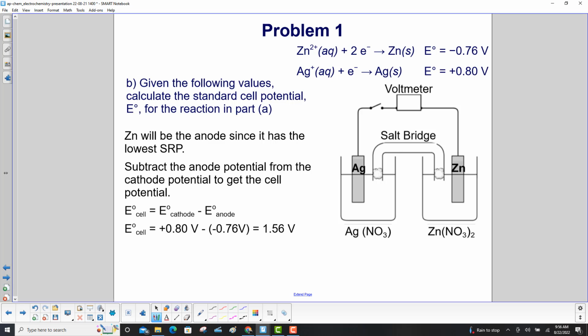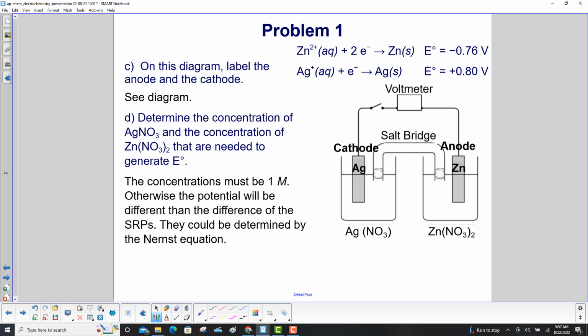Calculate the standard cell potential E0. As we found on the previous slide, zinc is the anode. So what we do is we subtract the anode potential from the cathode potential to get the cell potential. So the cathode has 0.80 volts minus the minus 0.76 volts for zinc, and we get 1.56 volts.